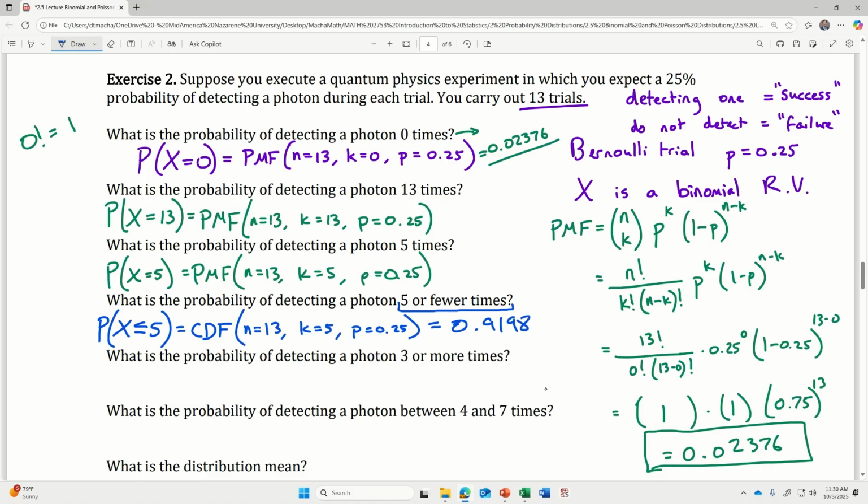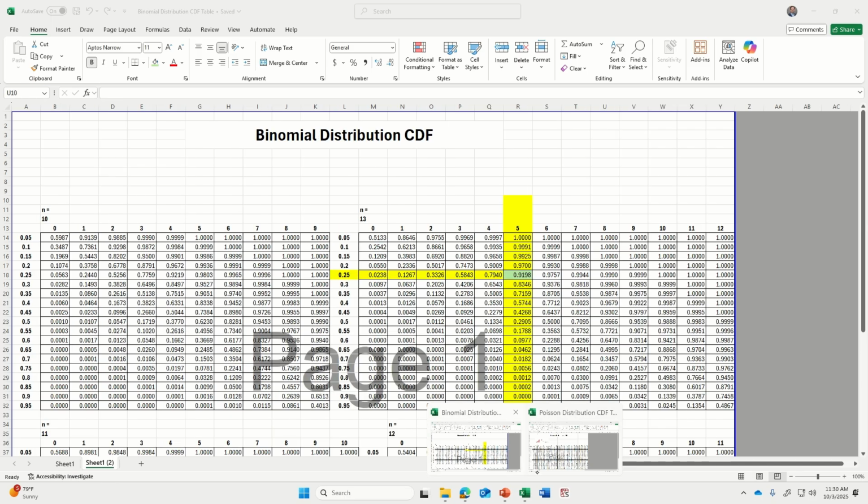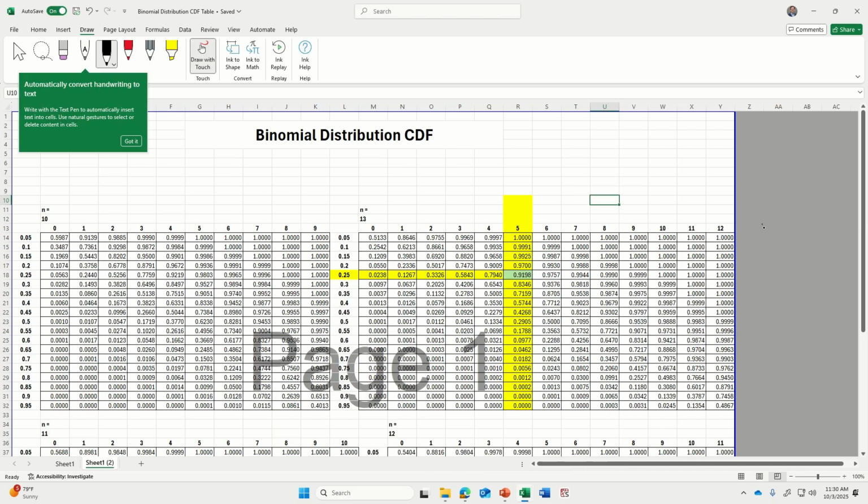There's a 92% chance that you're going to detect one 5 or fewer times. Yep. It's right here. And that table is two-sided. So you might have to flip it over to find the n equals 13 table. But k is the column numbers and p is the row numbers.